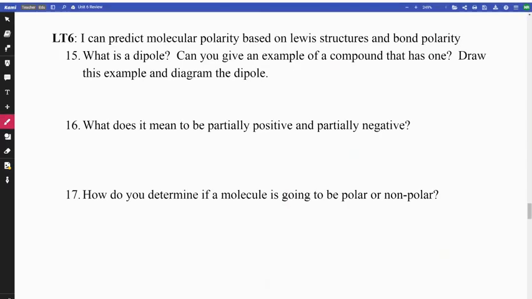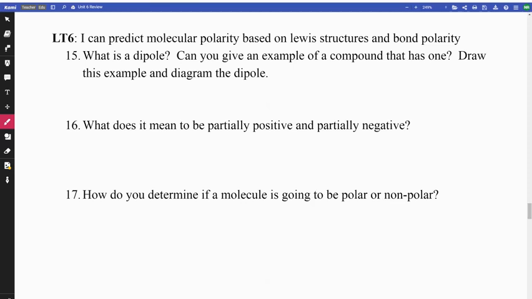Okay, what is a dipole? A dipole exists when you have a polar molecule. Now, a polar molecule has two poles. Makes sense, right? Dipole. Now, the poles are produced when you have the polar molecule and it has two different areas of electron density.